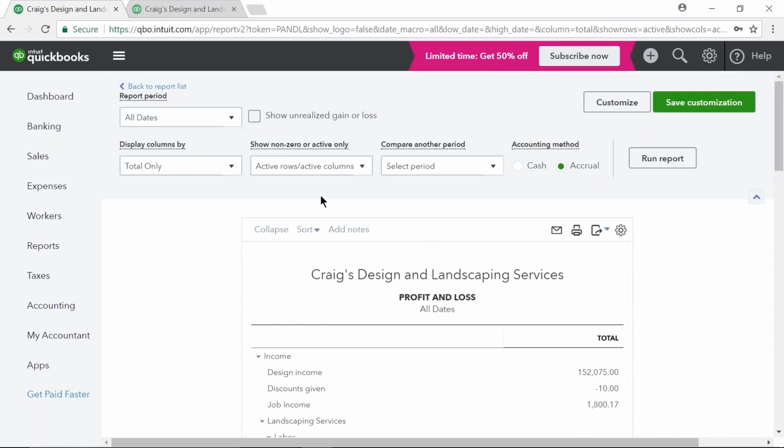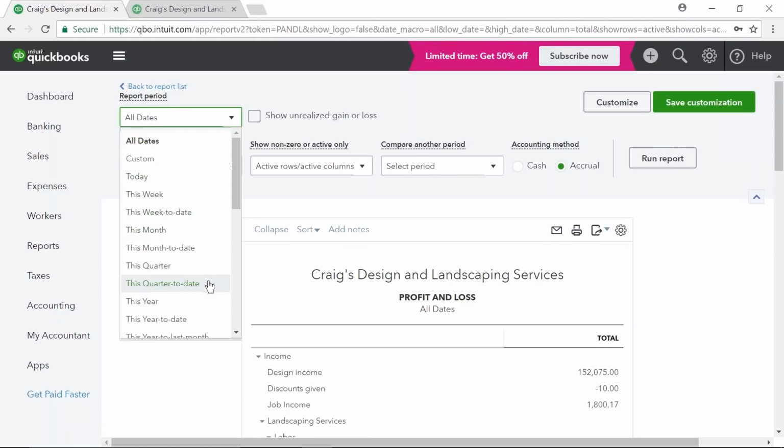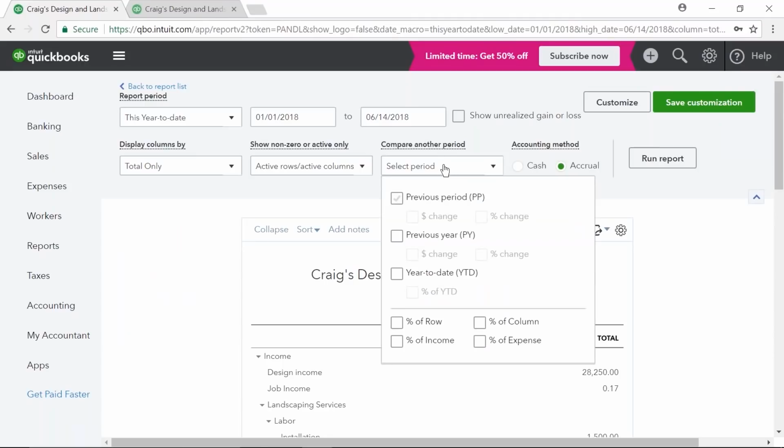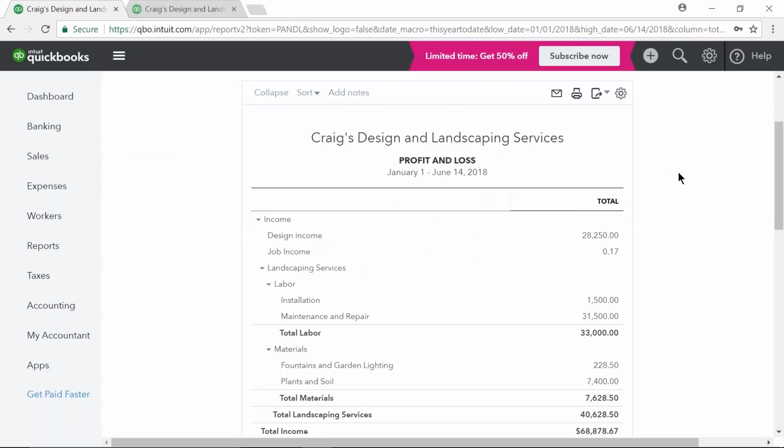And up here at the very top, we also have options for comparing another period. Right now we're seeing all dates. I'm going to change this over to this year to date and run the report. Now in the compare another period option, I can look at the numbers we're currently viewing compared to something else. If I wanted to look at this year compared to the previous period, which is last year, I would choose the dollar change and the percentage of change, and run the report.